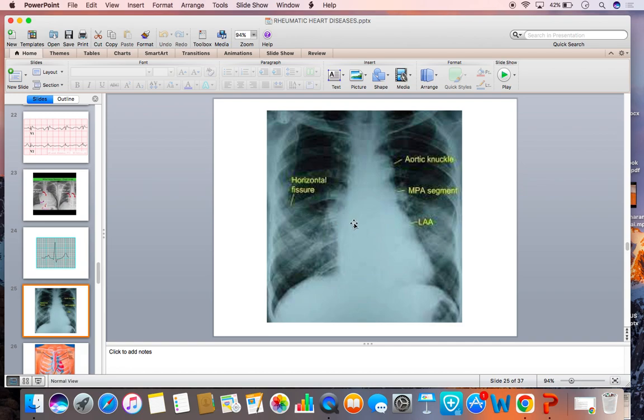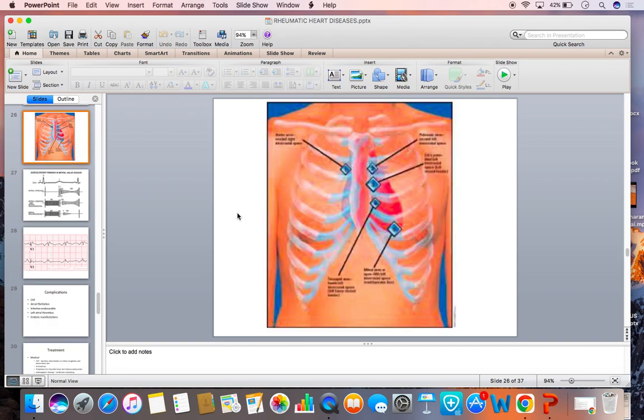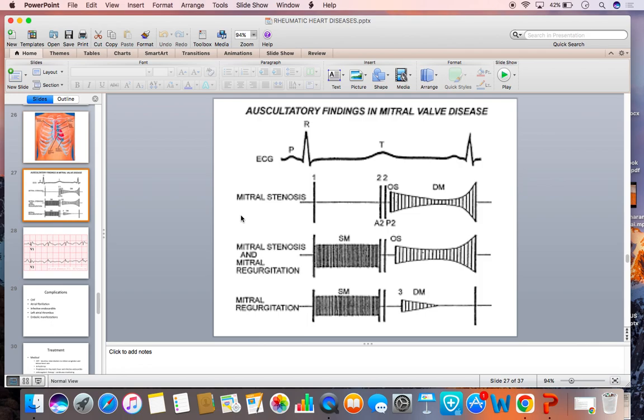Again, you can see the X-ray chart showing left atrial appendage, main pulmonary artery segment is prominent, aortic knuckle, and prominent horizontal fissure because of pulmonary edema. And this picture shows the areas you are concentrated to auscultate. These are the auscultative findings in mitral valve disease.